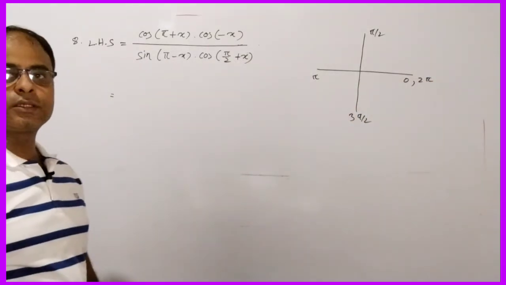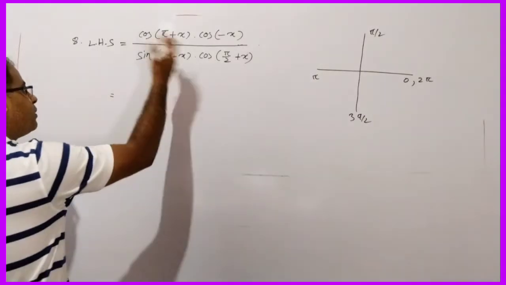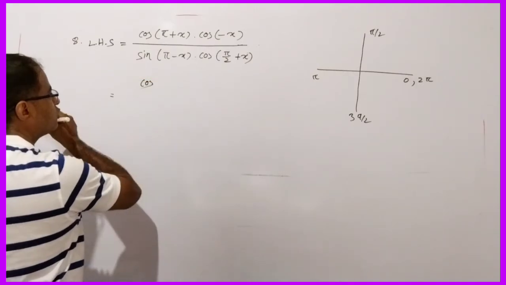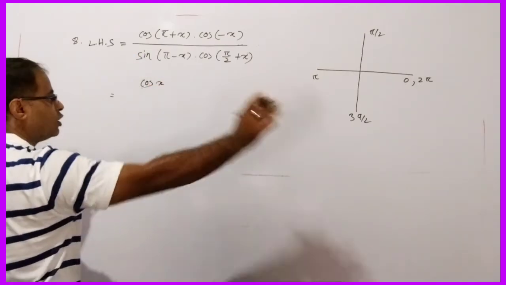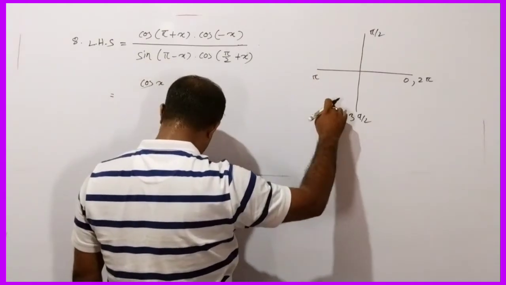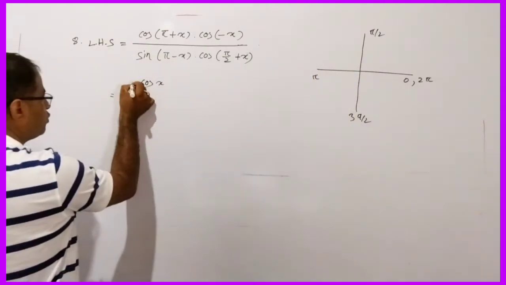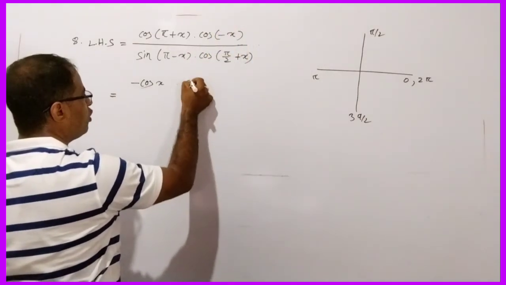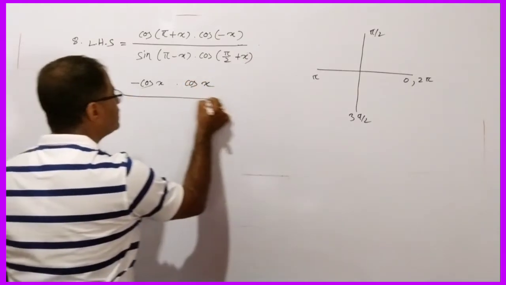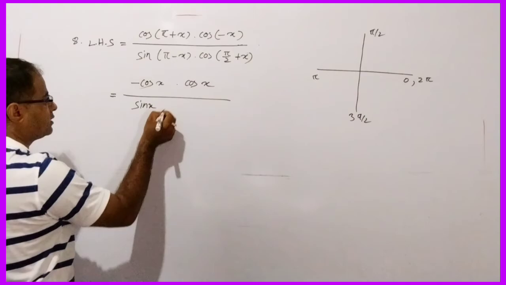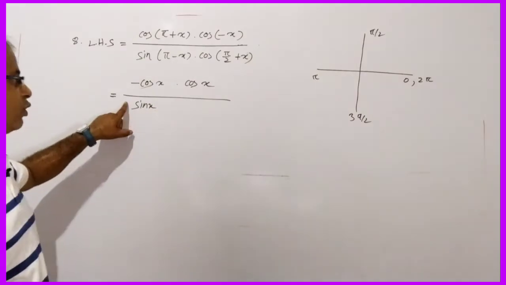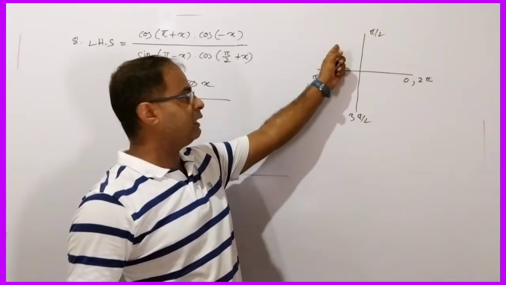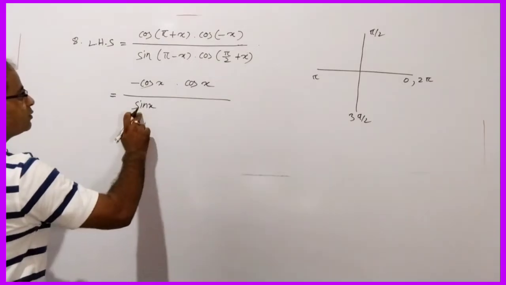Now cos of pi plus x: with pi plus x, cos is never converted to other trigonometric ratios. It should remain the same, that means cos x. Pi plus x lies in the third quadrant. In the third quadrant, cos should be negative. Cos of minus x is always cos x, right? Sine of pi minus x is sine x, and the sign of sine x is positive because pi minus x lies in the second quadrant. In the second quadrant, the value of sine is positive.